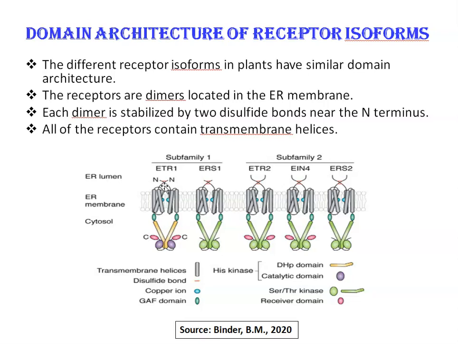If you remember the structure of a domain, it has 2 ends, the N-terminus and the C-terminus. This is the N-terminus part and this is the C-terminus part. So 2 disulfide bonds are present near the N-terminus, right? All the receptors contain transmembrane helices. Transmembrane helices are these rod-like gray structures, right? So you can see here all the receptors contain these transmembrane helices.